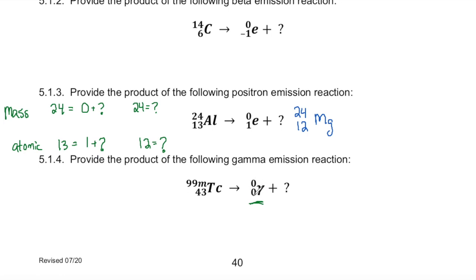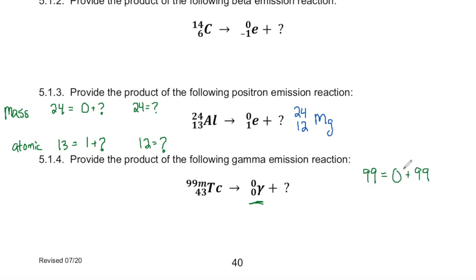It has a 0 and a 0. That's because the gamma is not really a particle, it's just an energetic ray of energy. It's a gamma energy that's being emitted. So we don't actually have a change in mass or in atomic number. That's why these are zeros.